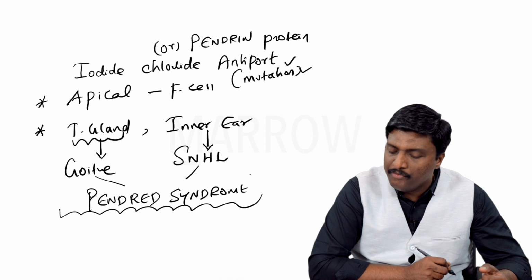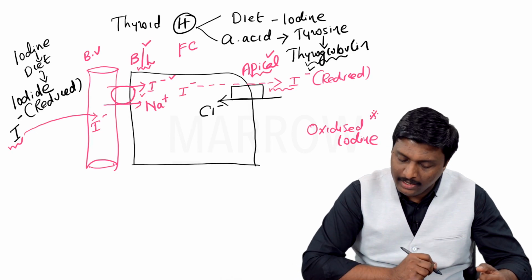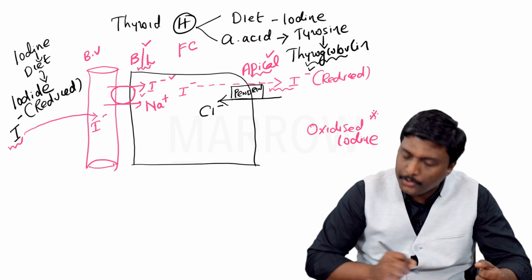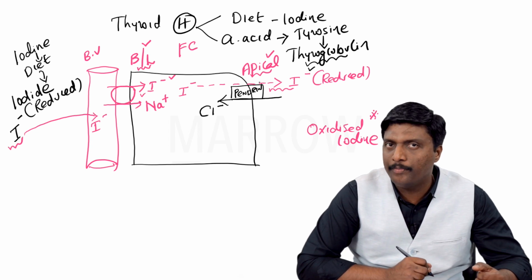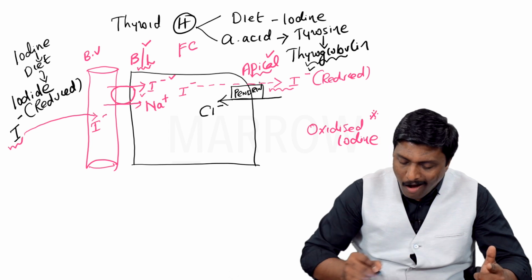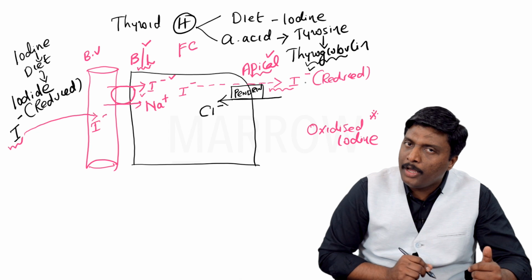Pendrin protein. Where is that actual pendrin protein, sir? It was shown before. It is this channel protein which is our so-called pendrin protein. Very important MCQ: iodide chloride antiporter. Now come back to physiology. For hormone synthesis, oxidized iodine is required. This reduced iodide is pumped out.